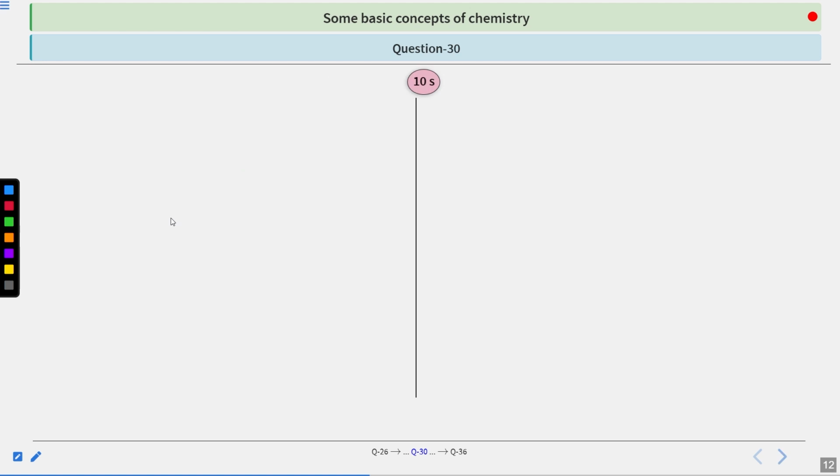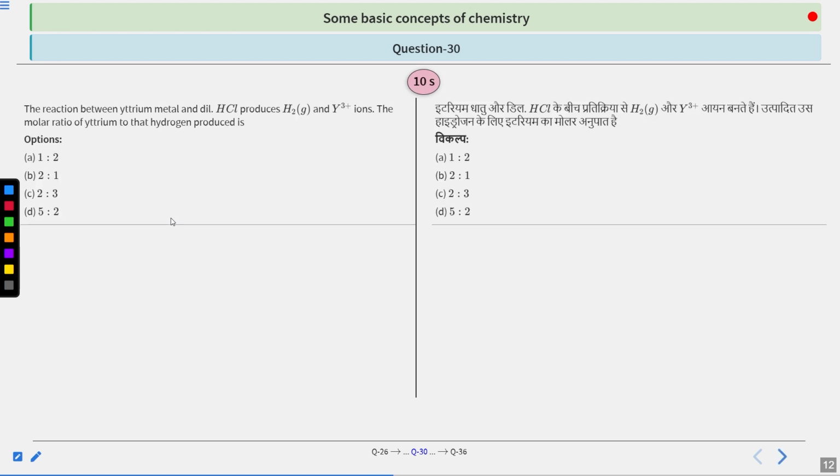Question number 30 says that the reaction between yttrium metal and dilute HCl produces H2 and Y3+ ion. The molar ratio of yttrium to that of hydrogen produced is. Options are A 1 is to 2, B 2 is to 1, C 2 is to 3, D 5 is to 2. You have 10 seconds to solve this question. Your time starts now. Now let us see the solution.